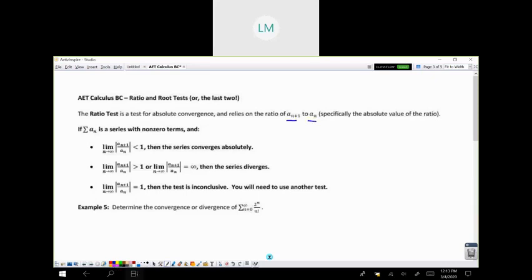So if you have a series with non-zero terms, and the limit as n goes to infinity of the ratio of the n plus 1 term to the nth term is less than 1, then the series will converge absolutely. If the limit of the ratio of the n plus 1 term over the nth term is greater than 1, or it equals 0, then the series will diverge. If the ratio is equal to 1, then the test is inconclusive and you must use another test.